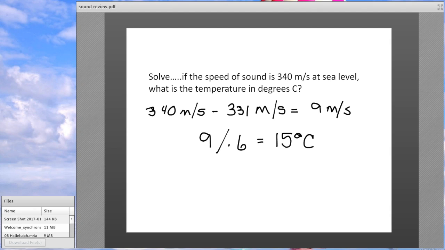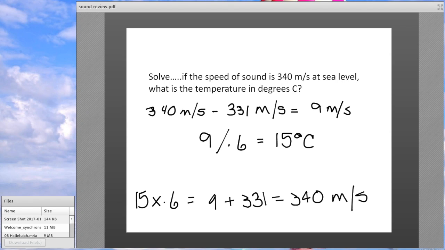Okay, you could do the same thing too. You could have a problem that says if it's 15 degrees Celsius, what is the speed of sound, right? So you could do 15 times 0.6, and you would get 9, and then you could add 9 to 331, and you'd get 340, and that would be your speed of sound. Okay, so those are the kind of questions they can ask you with speed of sound and temperature.